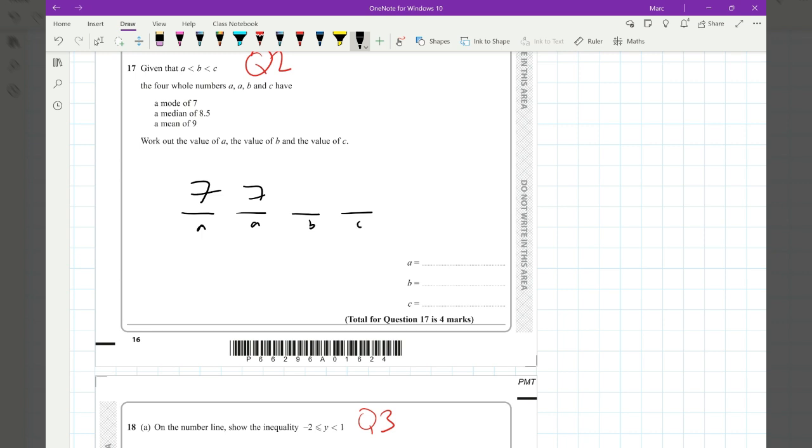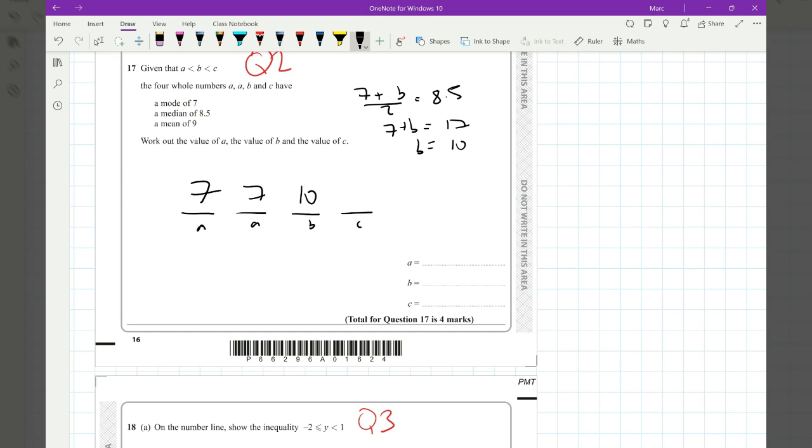Okay, so we've got a median of 8.5. So 7 plus B divided by 2 equals 8.5. 7 plus B is equal to 17, and therefore B is equal to 10.